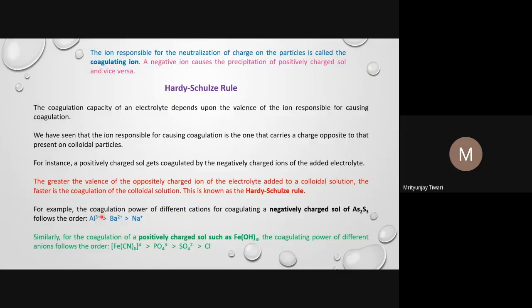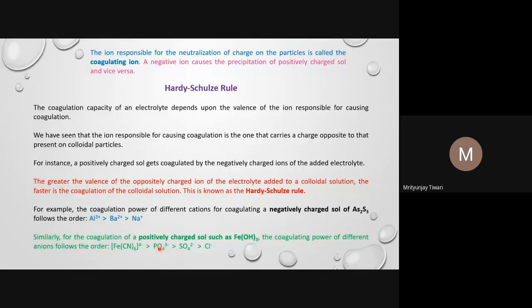The electrolyte containing aluminum 3+ ion will have the highest coagulation power, higher than the barium-containing electrolyte and the sodium-containing electrolyte, because the aluminum ion has the highest valency.